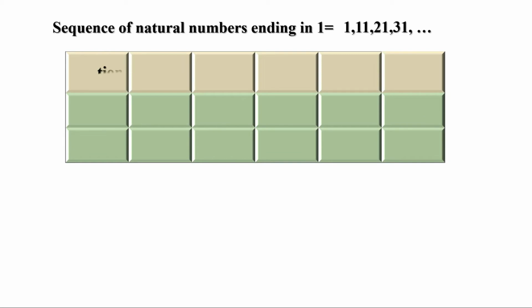Now let us find the sequence of natural numbers ending in 1. We have seen this sequence as 1, 11, 21, 31, etc. Let us write the position and term. First term is 1, second term is 11, third term is 21, fourth term is 31, and so on. The same sequence can be written in another way as the sequence of natural numbers which leave a remainder 1 on division by 10. So let me look at the multiples of 10.